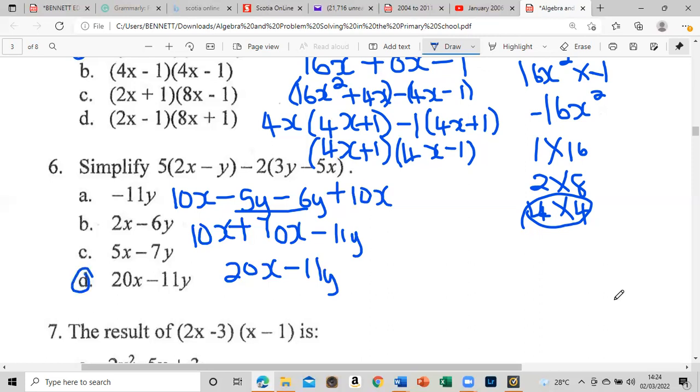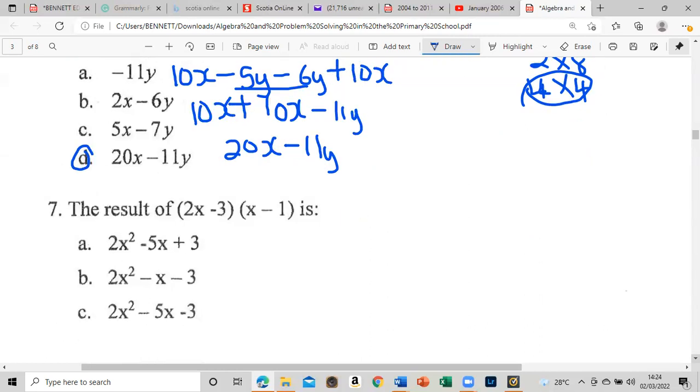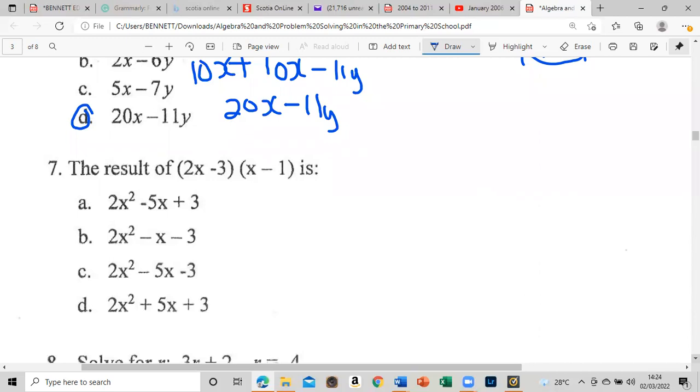Alright, let's look at number 7. That looks like an expansion. You guys go ahead and expand that. The result of 2x minus 3 bracket x minus 1 is... go ahead and do that.